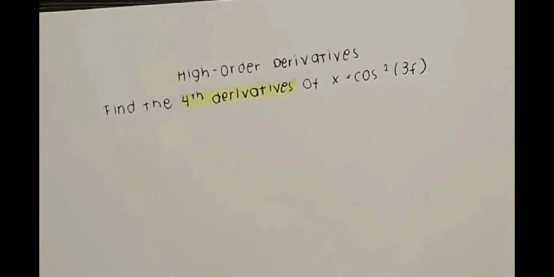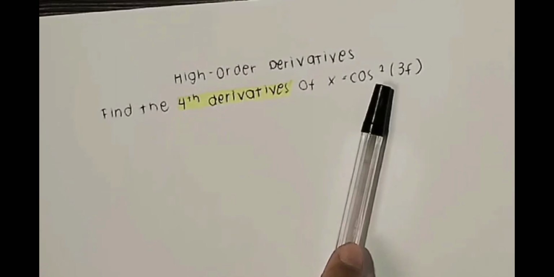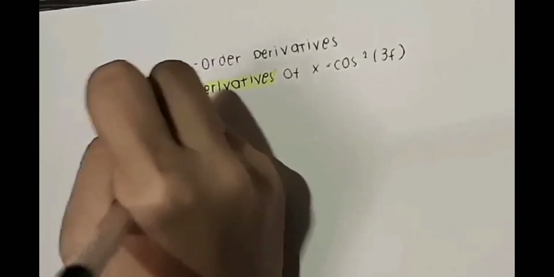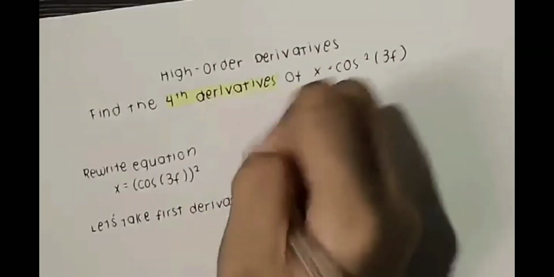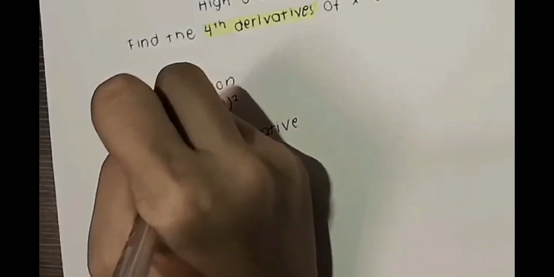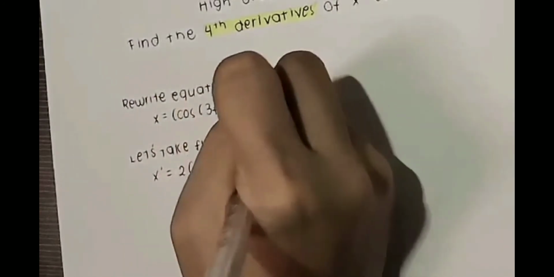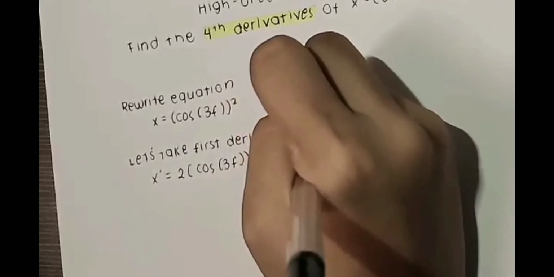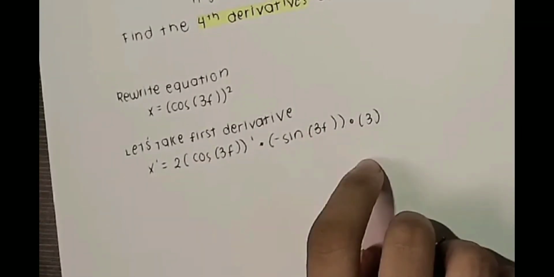So find the fourth derivative of x is equal to cosine squared quantity of 3f. So first we need to find the pattern of cosine. So cosine, sine, cosine, sine. And then next we need to rewrite the equation. x is equal to the quantity of cosine times the quantity of 3f to the power of 2. So let's take the first derivative. x prime is equal to 2 times the quantity of cosine times the quantity of 3f to the power 1 times the quantity of negative sine times the quantity of 3f times 3.